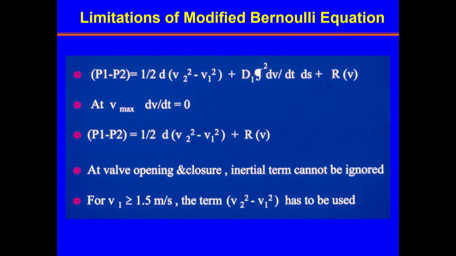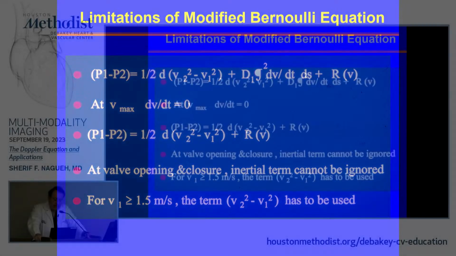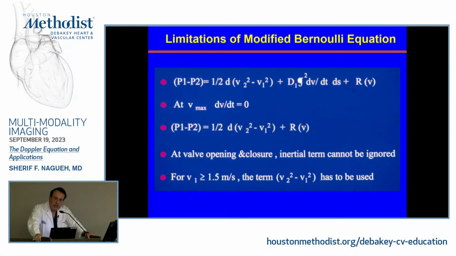Is this a perfect expression or an acceptable expression? Most of the time it is, but the full Bernoulli equation is not what I just showed you. It includes a kinetic energy component plus an inertial component plus some energy that is lost due to resistance. At the point where the velocity is maximum, the differential of that velocity is 0, and so we ignore that inertial term. But we cannot ignore the frictional term.